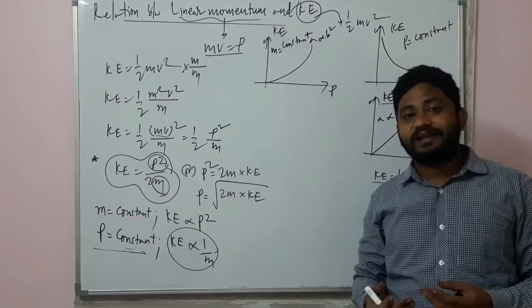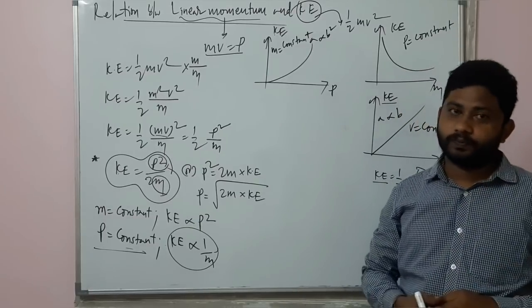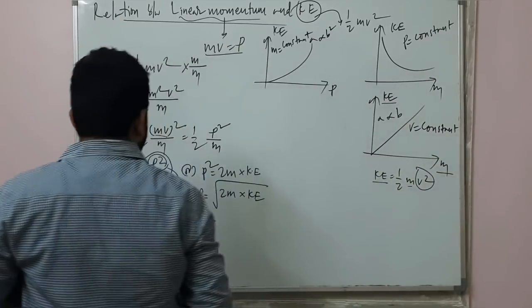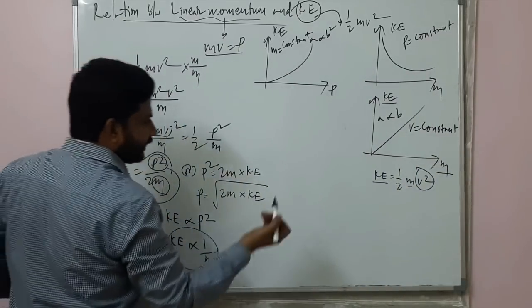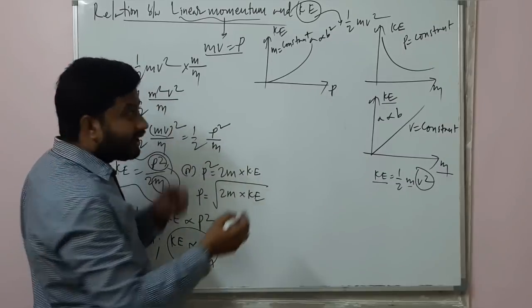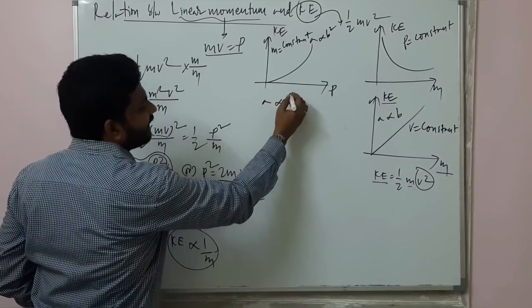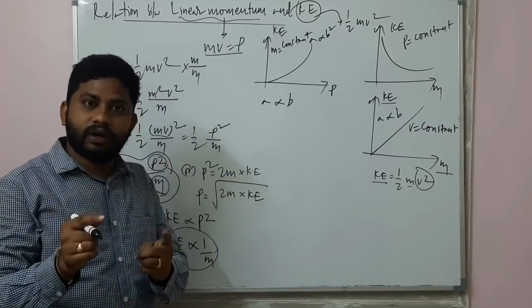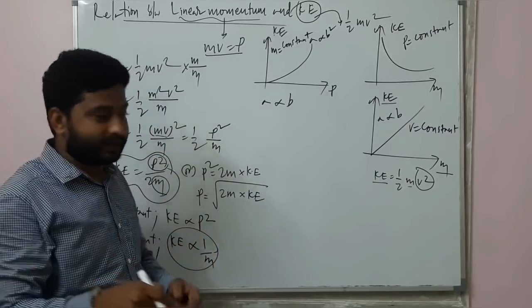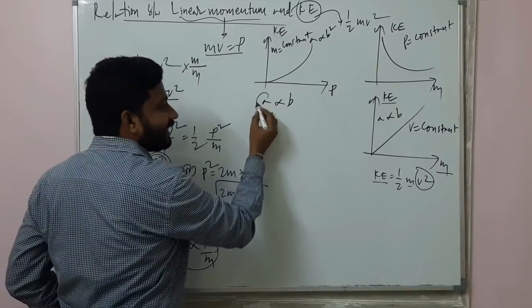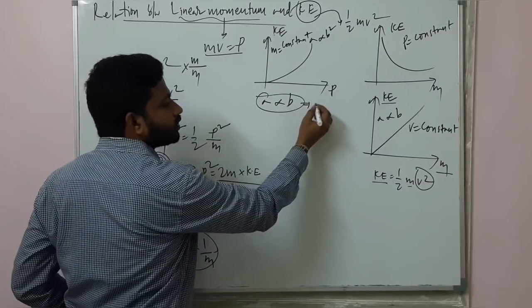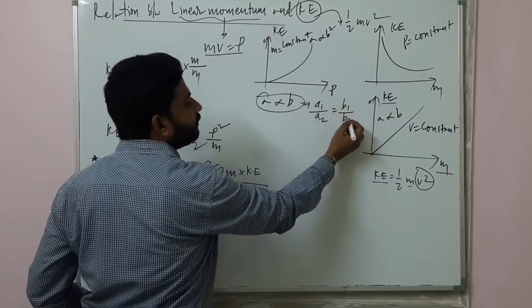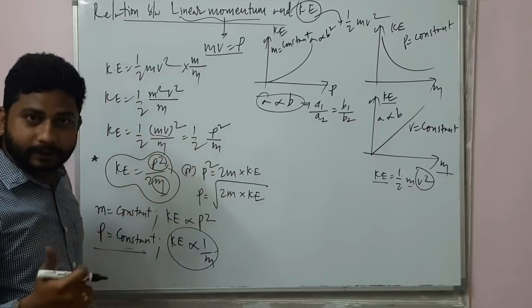Sometimes the questions will be asked in terms of ratios. How will the questions be asked? Let's take one again. Again, I'm telling you from the basic mathematics. When A is directly proportional to B, because some of the students have joined recently, I'm just revising this part. If I say A is directly proportional to B, I can also say that A1 by A2 is equal to B1 by B2. Clear?